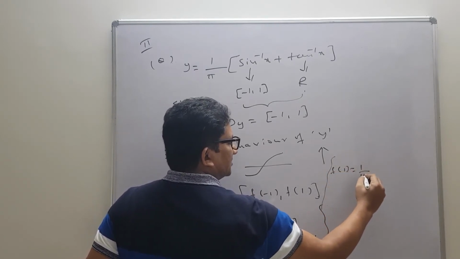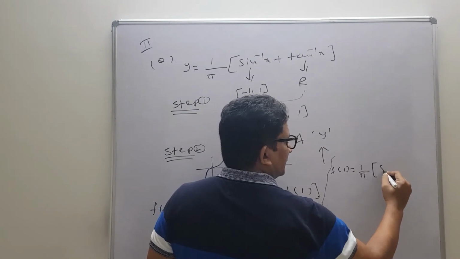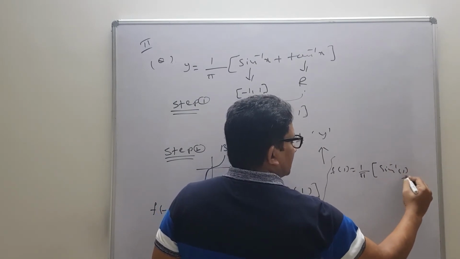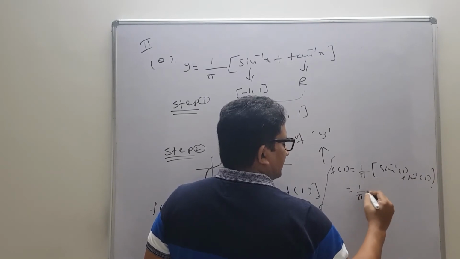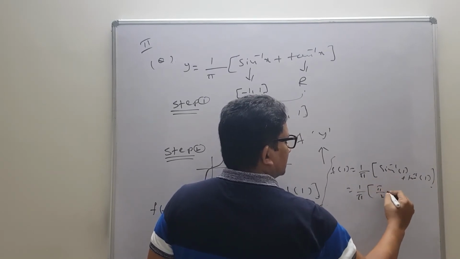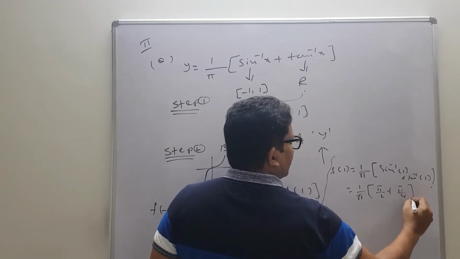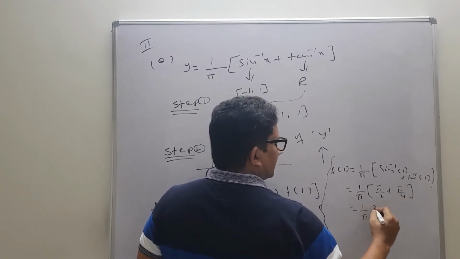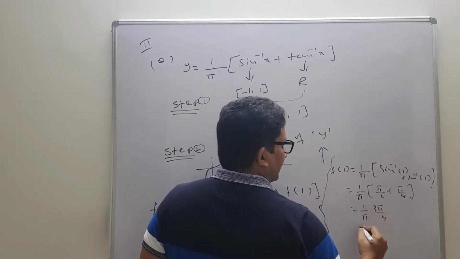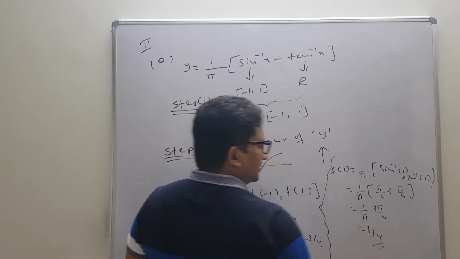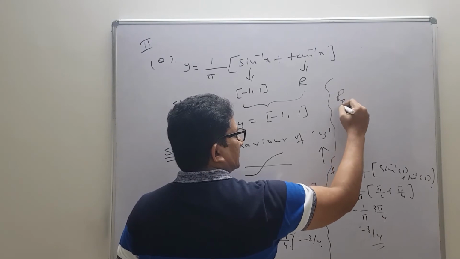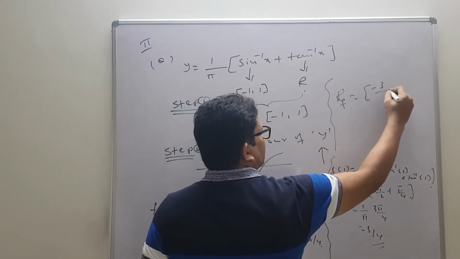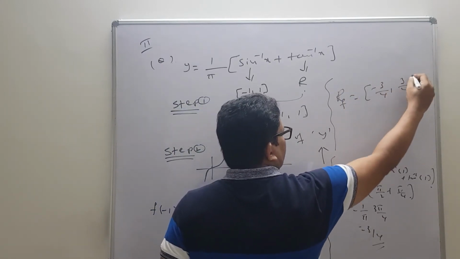Next we will calculate f of 1. F of 1 is 1 by pi into sin inverse of 1 plus tan inverse of 1. So this is equal to 1 by pi into, sin inverse of 1 is pi by 2 and this is pi by 4. So 3 pi by 4 is the sum. Pi gets cancelled, so we are getting 3 by 4. So finally the range of the function is minus 3 by 4 to 3 by 4.